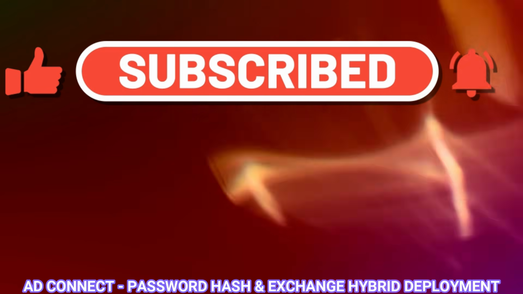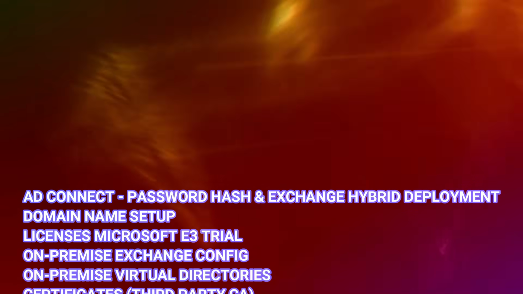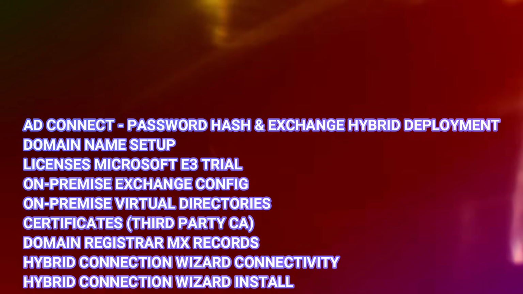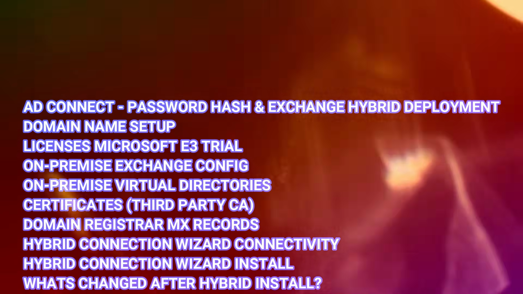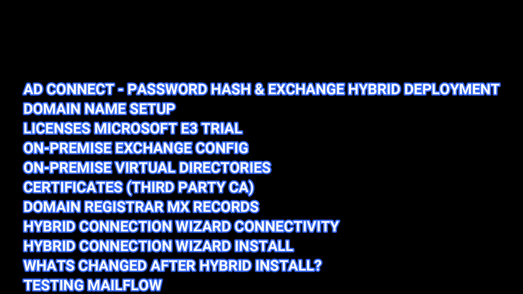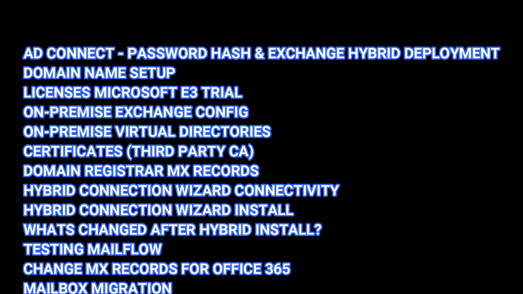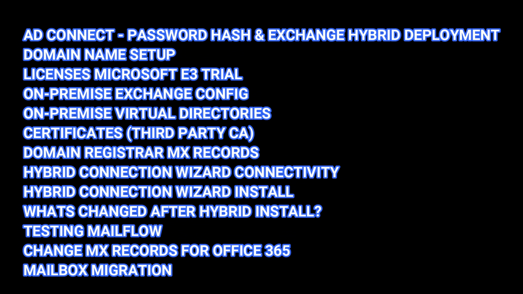Okay, so this video will cover the following. So AD Connect configuration for password and account synchronization, domain name setup in Office 365 and what we need to do to get started in that area. We will set up some Microsoft E3 trial licenses and sign up to those. We will take a look at preparation for the hybrid install at the current on-premise Exchange configuration and what needs to be done to the virtual directories. Certificate requirements, current MX record set up for our on-premise Exchange.